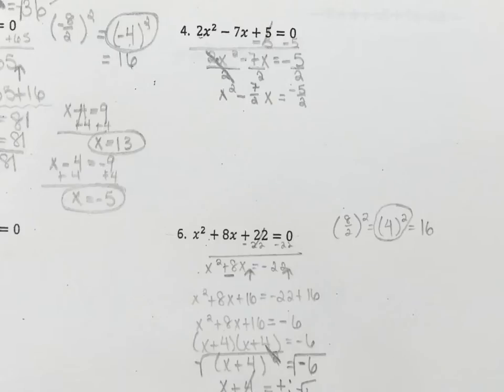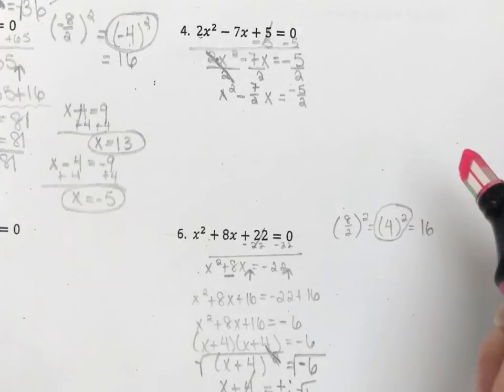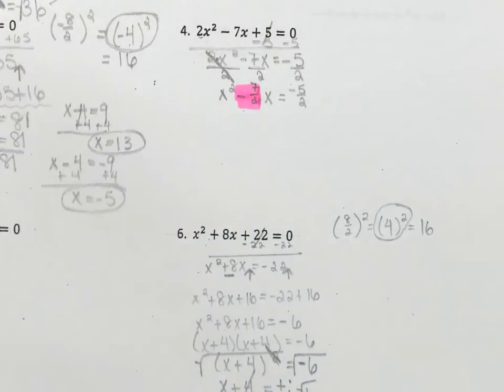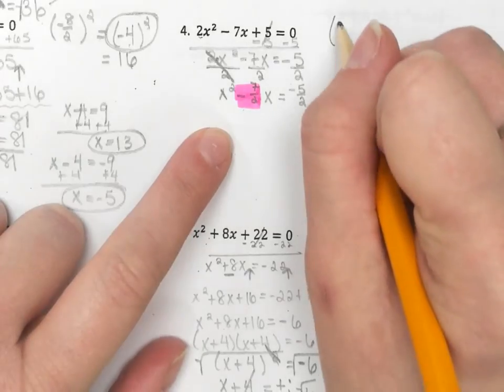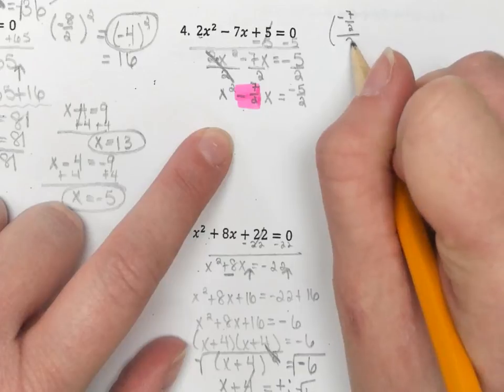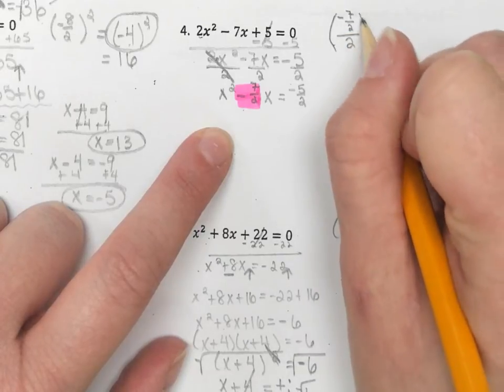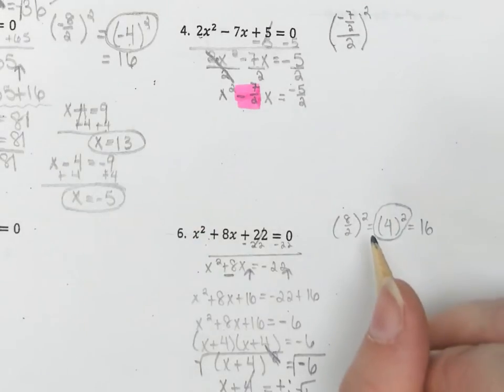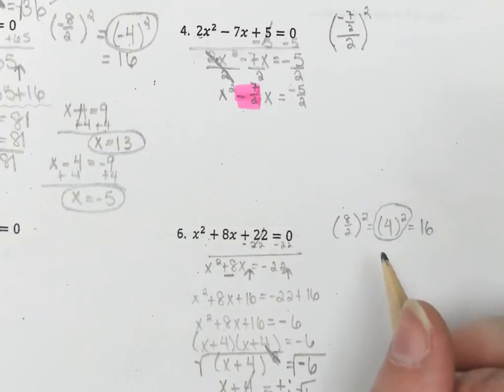Y'all okay? Alright, so you're still going to do the same thing. Second term. What's the second term this time? Negative 7 over 2. There you go. And what am I going to do to that second term? What did I do to every other second term? Divided by 2. And then I did what to it? Squared it. So don't let it freak you out just because it's a fraction. It's the same thing. Second term divided by 2 squared.